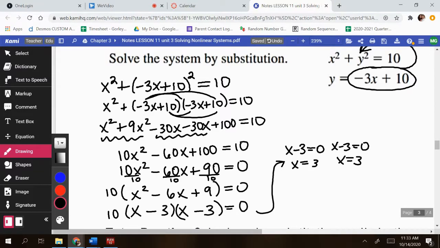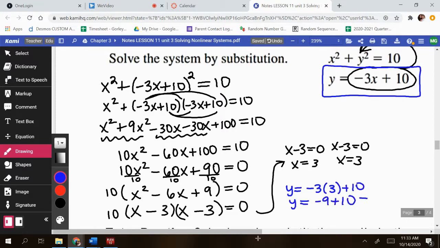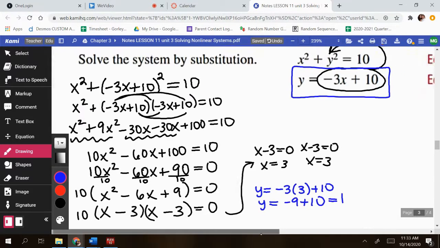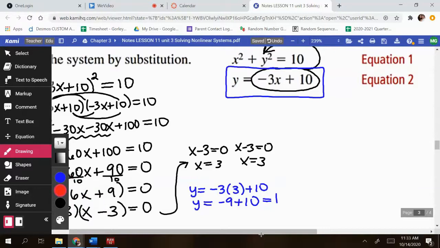So if x is 3, then what is y? Well, remember that y was equal to negative 3x plus 10. So if I plug in 3 for x, we can get what y is equivalent to. That's going to end up being 1. So our intersection point, or our answer, is when x was 3, our y output was 1. And we should expect to see one intersection point at (3, 1).